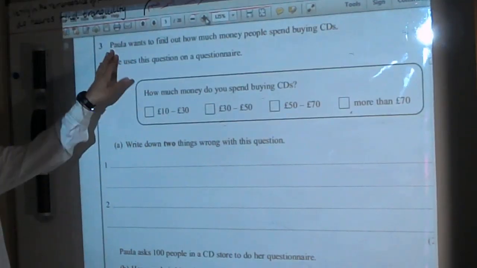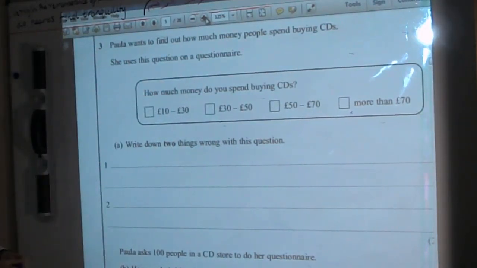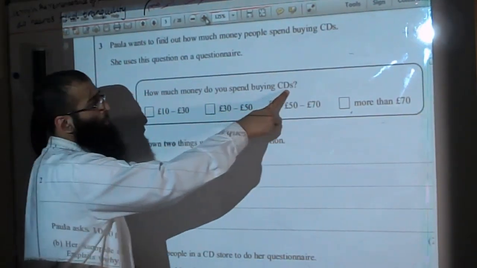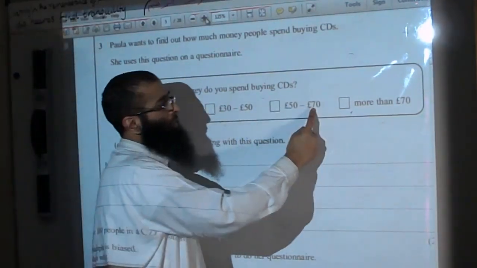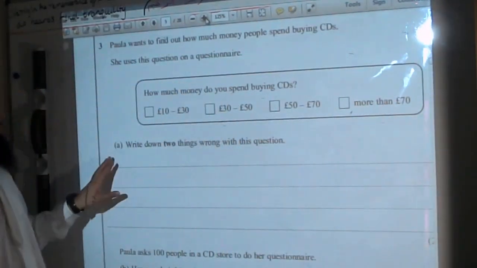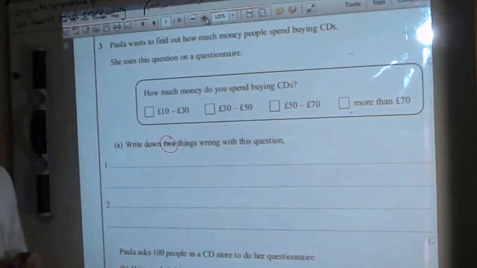Number 3. Paula wants to find out how much money people spend buying CDs. She uses this question on the questionnaire. How much money do you spend buying CDs? 10 to 30, 30 to 50, 50 to 70, or more than 70? Write down 2 things wrong with this question.